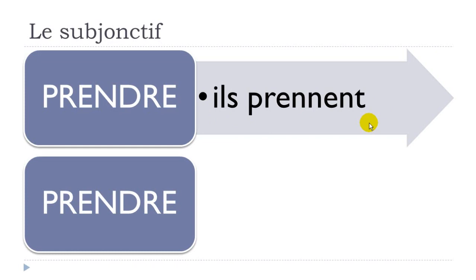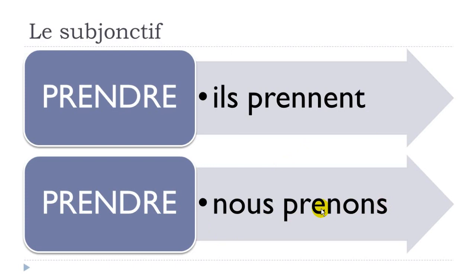And then we've got nous prenons, okay? Because remember, we're using this nous prenons form. We'll use it for nous and for vous of the subjunctive, okay? So we can spot first the ending, because we know that ENT is the ending for il, and then ONS is the ending for nous. And of course, what we'll do is we'll take them away. So we'll put the endings away and we'll keep only this first part here and the first part here.